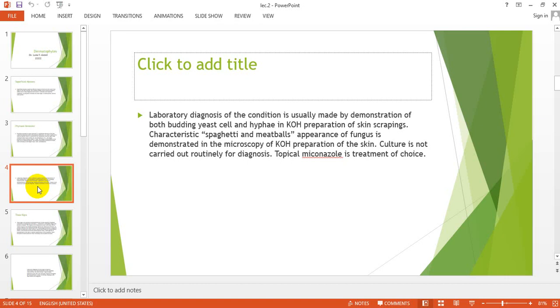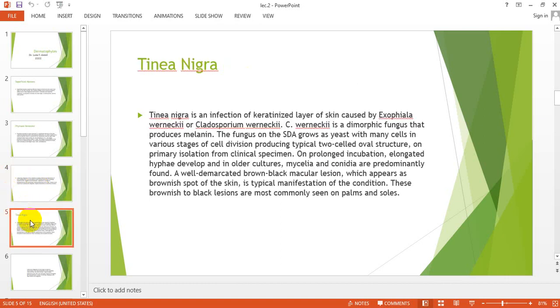It looks like a plate with spaghetti and meatballs. Okay, meat in the structure of balls. This appearance of the fungus is demonstrated under the microscope in the KOH preparation of the skin. Culture is not carried out routinely for diagnosis. Topical metronidazole is the treatment of choice.